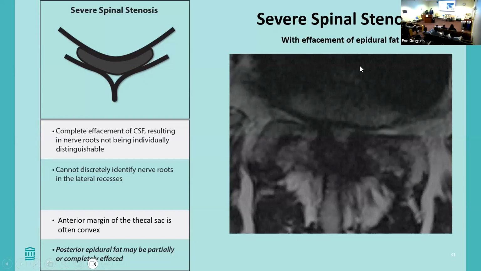And in this case, this is what Schizas calls extreme. I would say severe spinal stenosis with effacement of epidural fat. The imaging features are otherwise identical to the regular severe, but there's no epidural fat anymore. And this, in my mind, should make it into the impression: severe spinal stenosis at L4-5 or whatever level with effacement of the epidural fat, because that tells the ordering provider that it's really quite severe.